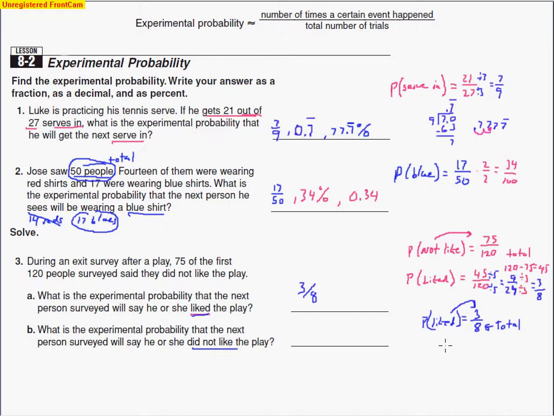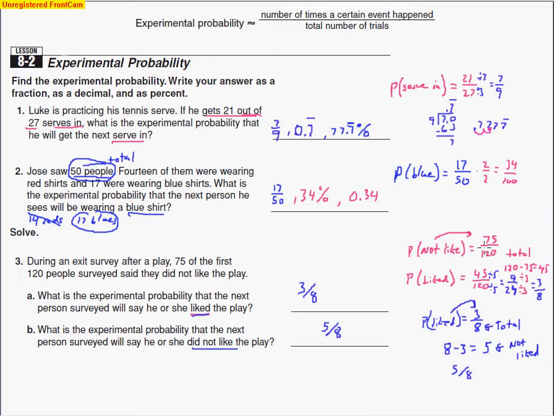So all I have to do is take the total and minus the people that liked the play, and it gives me the people that did not like the play. So 5 did not like. And so that means it's 5 out of 8. So 5 out of the total. And that would be the reduced fraction. Or you could just use the 75 over 120 and reduce that fraction.